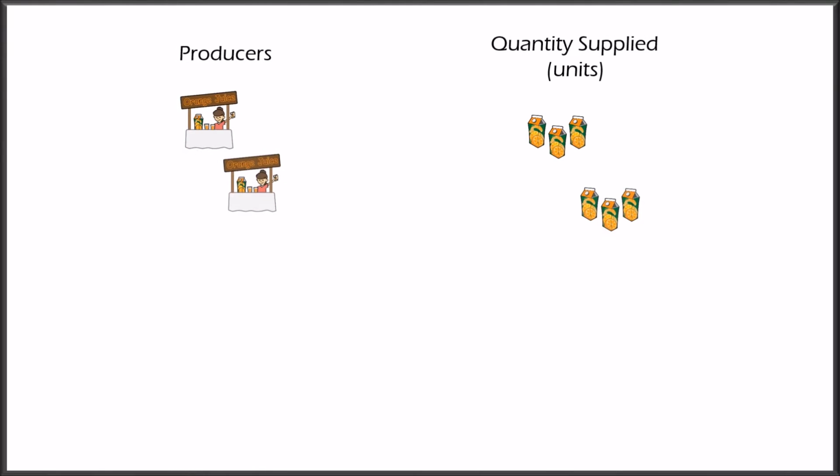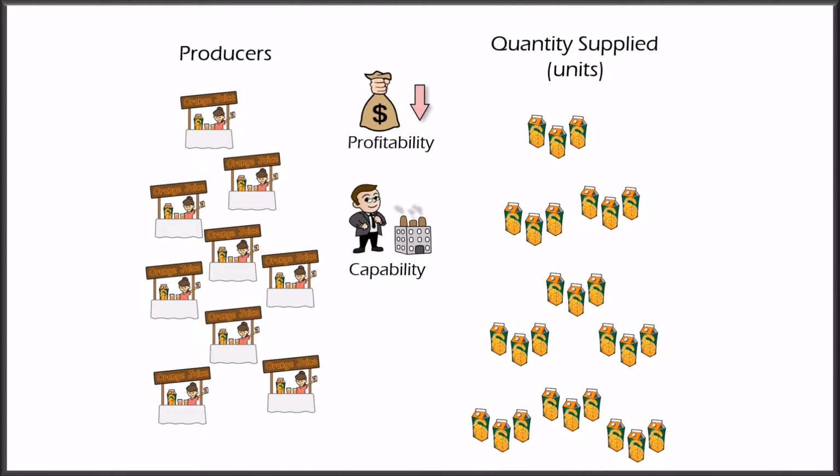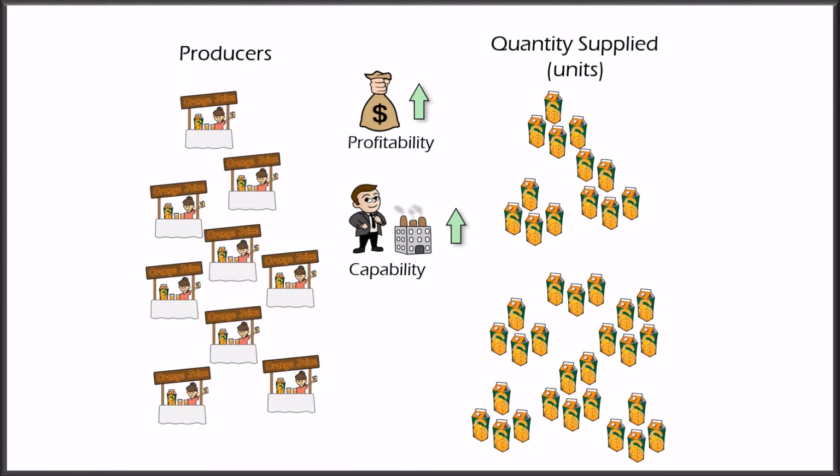What is true for one firm is also applicable to the whole market. A general decrease in profitability or capability will lead to a decrease in the market's supply for that product. Note that not every single producer will necessarily decrease their supply. For those that do, they will likely not decrease their supply by the same amounts, but the total market supply will decrease. Similarly, a general increase in profitability or capability will lead to an increase in the market's supply of that product.